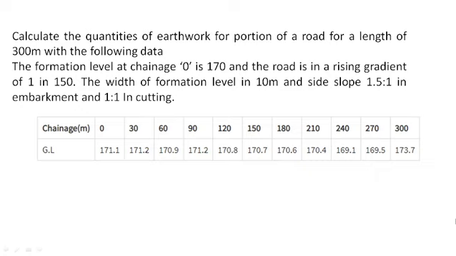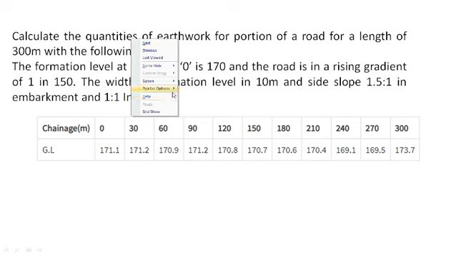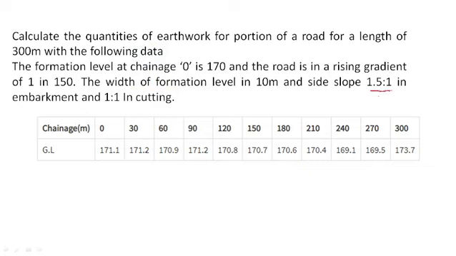The width of formation level is 10 meters and side slope is 1.5:1 in embankment. Embankment means it is a banking or filling, and 1:1 in the cutting. This point has to be noted down over here. This point is important, as the side slope which we call S:1 is 1.5:1 in embankment. Embankment means banking. And 1:1 is in cutting, and the chainage levels are given to us.